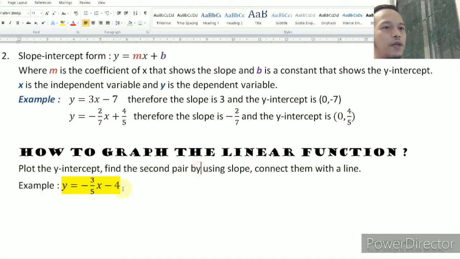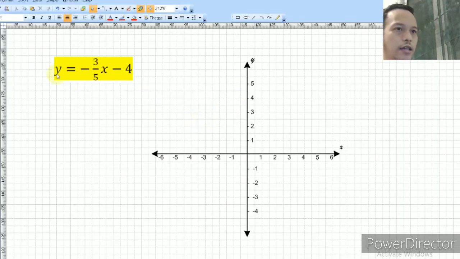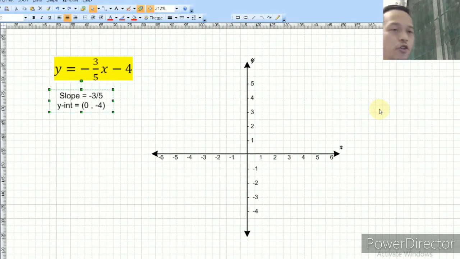So for example, I will give you this equation and show how to plot this kind of equation into the graph. Since from the equation we have two necessary pieces of information, the first one, the slope, is negative 3 over 5, and then the y-intercept is 0, negative 4. So let's plot first the y-intercept into the Cartesian here. So this is 0, negative 4.